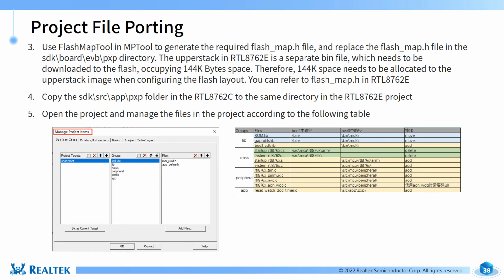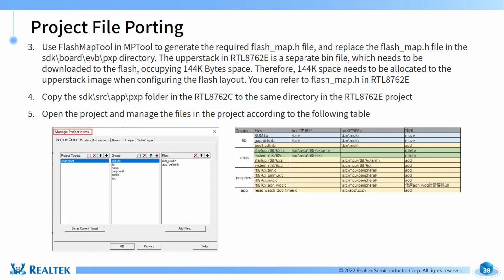Use the flashmap tool and np tool to generate the required flashmap.h file, and replace the flashmap.h file in the SDK/board/evb/pxp directory. The upper stack in the RTL8762E is a separate bin file, which needs to be downloaded to the flash, occupying 144 KB space. Therefore, 144 KB space needs to be allocated to the upper stack image when configuring the flash layout. Refer to the flashmap.h in the RTL8762E. 4. Copy the SDK/source/app/pxp folder in the RTL8762C to the same directory in the RTL8762E project.